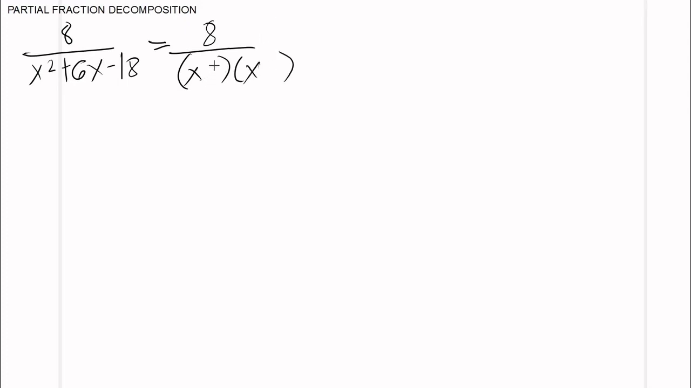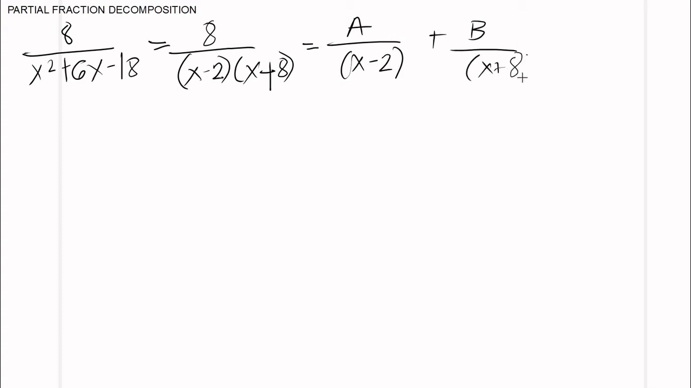That would be factored into x plus 8 and x minus 2. And then we have to get the partial fractions, which are a over x minus 2 plus b over x plus 8. Now what we have to do is multiply the whole thing by x minus 2 and x plus 8 so that we can cancel the denominator of our original fraction.